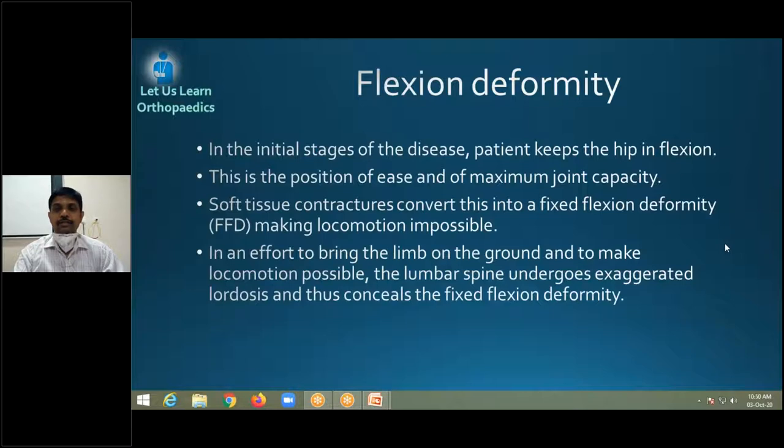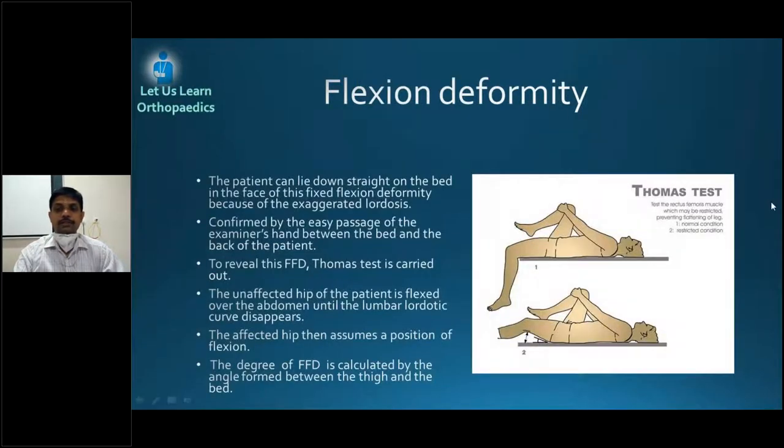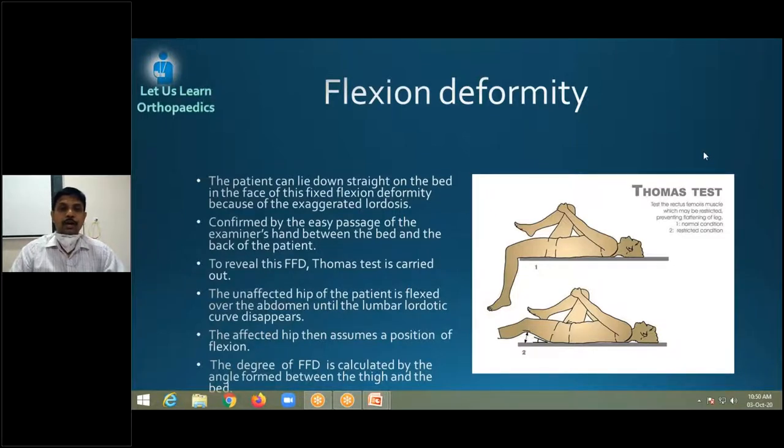So how to reveal this? There's a test called the Thomas test, to examine for the fixed flexion deformity in the TB hip. How to elicit the Thomas test? You have to make the patient lie down on the bed. In the face of the flexion deformity, because of exaggerated lordosis, the spine will be exaggeratedly lordotic while the patient is lying on the bed.